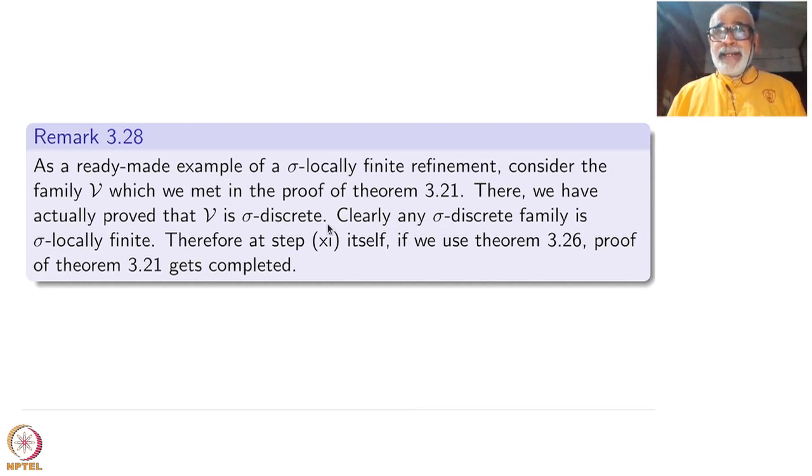So sigma discrete is automatically sigma locally finite. We have such ready-made examples there. Sigma locally finiteness is a slightly more general condition than sigma discreteness, which is a very strong condition. Therefore, when you come to that eleventh step, if we use theorem 3.26 of Michael, you don't have to go further at all, because immediately you can conclude that it is paracompact. There we had to work harder because we wanted an independent proof for metric spaces, pseudo-metric spaces, that's all.